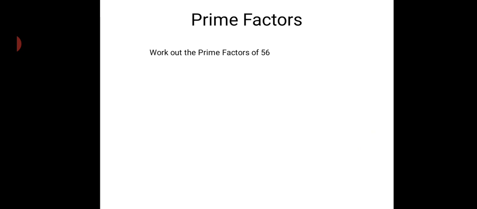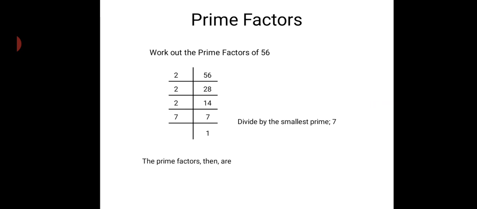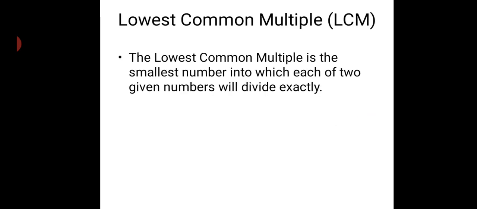Let us see one example. Work out the prime factors of 56. The smallest prime number is 2. If you divide 56 by 2, it gives 28. 28 divided by 2 gives 14. 14 divided by 2 gives 7, and 7 itself is a prime number. So the prime factorization of 56 is 2 into 2 into 2 into 7.